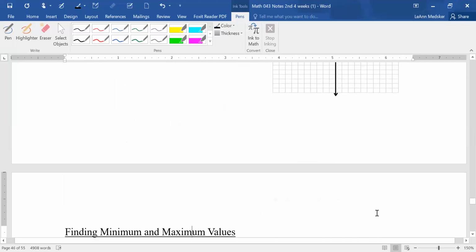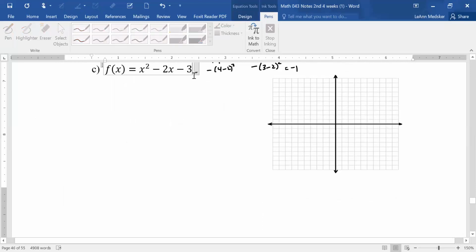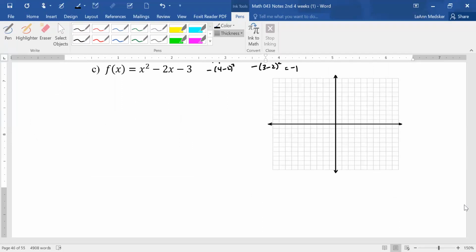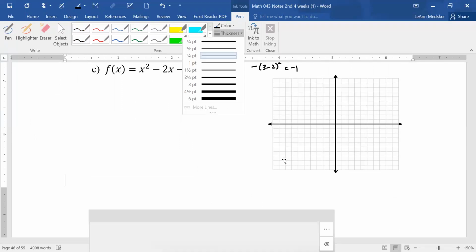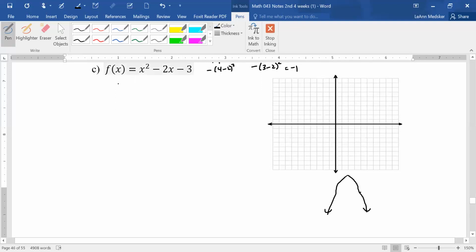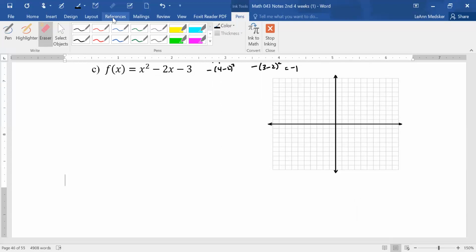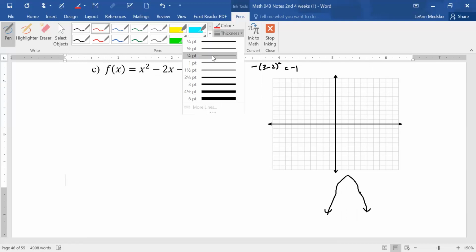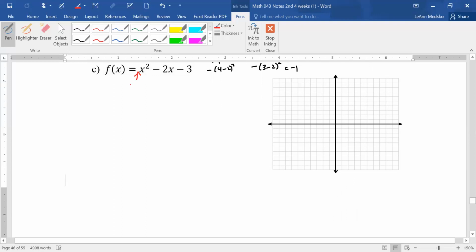Okay, and then the last one in this little section before we talk about maximums and minimums is this trinomial right here. So does it open up or down is the first thing we want to do. Sorry, that thing keeps popping up. It's not liking me right now. So this is a positive leading coefficient greater than 0, so that means we're going to open up.